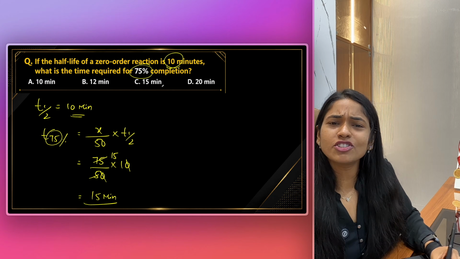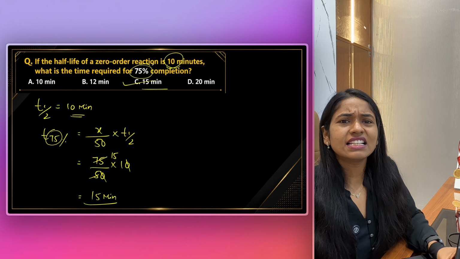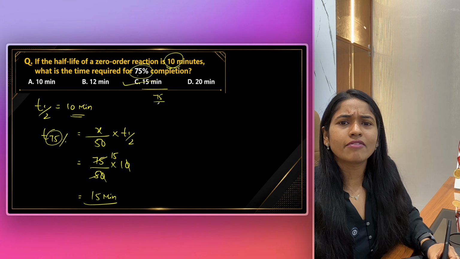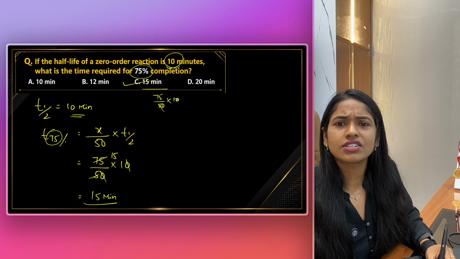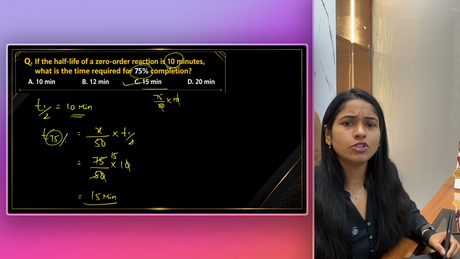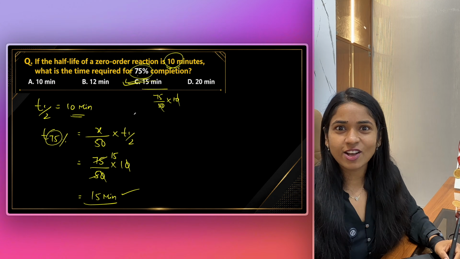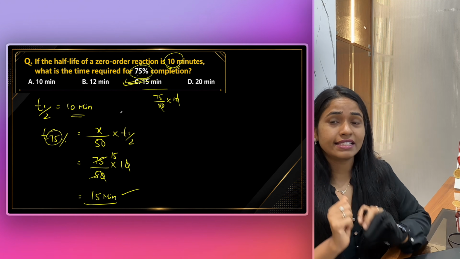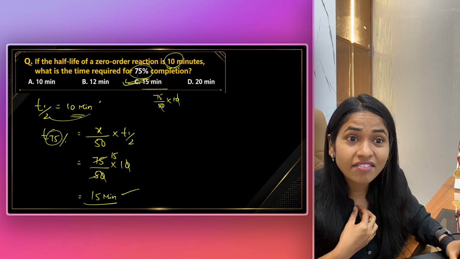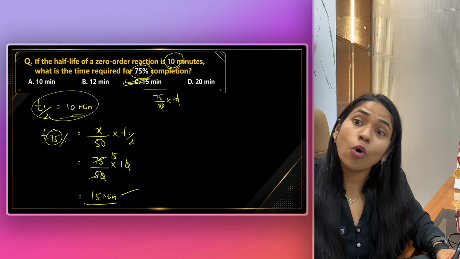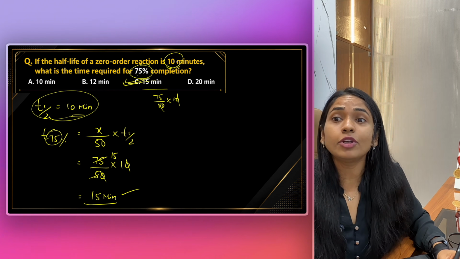How fast can you do it? Just by saying it also you can solve. See, this is x, right? 75 by 50 into 10. That's it. Just 25, 15. You can just say it, 15 minutes. In less than 30 seconds you can solve this question. For example, here they have directly given a half-life. If they don't give a half-life, then we have to calculate it.